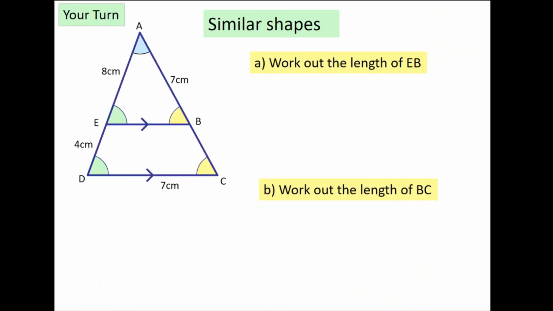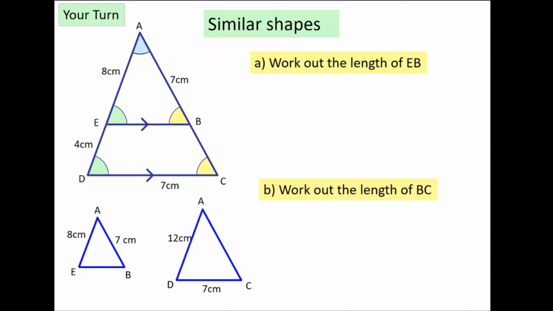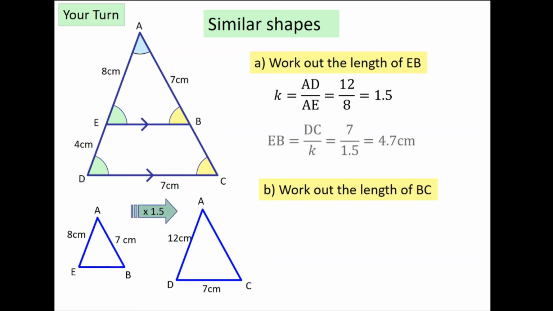So what I would like you to do now is pause the video and try this question. And once you're done, play the video, and then I'll go through the answers. So for this question, the first step would be to draw out the two shapes separately and make sure that you've got them labeled accurately with the correct values, and then work out your scale factor. Once you've got your scale factor, you can then work out the length EB. EB is 4.6 recurring when you use your calculator, so that's been rounded up to 4.7.